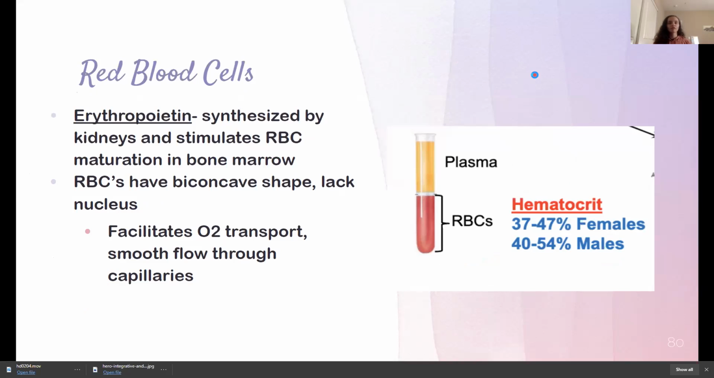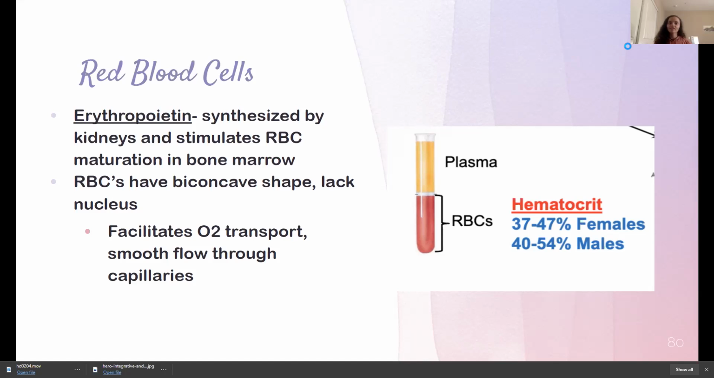So we're going to talk about red blood cells. Erythropoietin, not sure how you say it, is synthesized by the kidneys, and it's a protein that stimulates red blood cell maturation in the bone marrow. The bone marrow is the site of pretty much all blood cell production, whether it be white blood cells or red blood cells. Erythropoietin is a really important protein for stimulating the maturation of red blood cells.